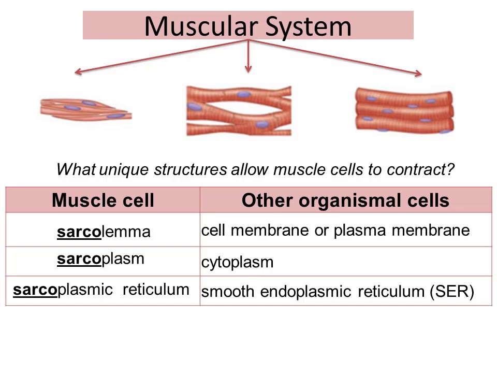But we're going to first look at one of our three types of muscle. Now, what are our three types of muscle? Skeletal muscle, cardiac muscle, and smooth muscle. Almost in this order. Skeletal, cardiac, and smooth.